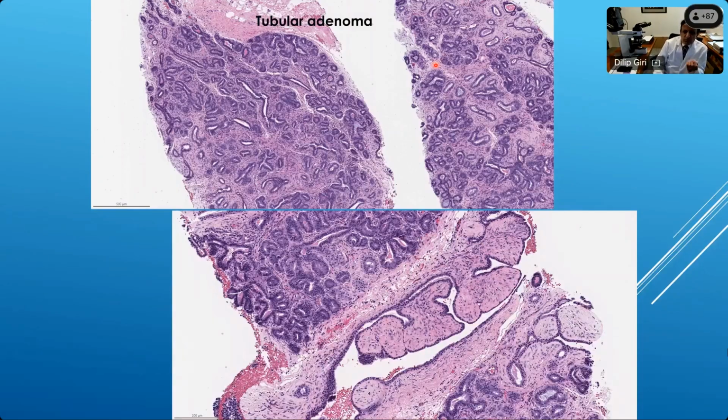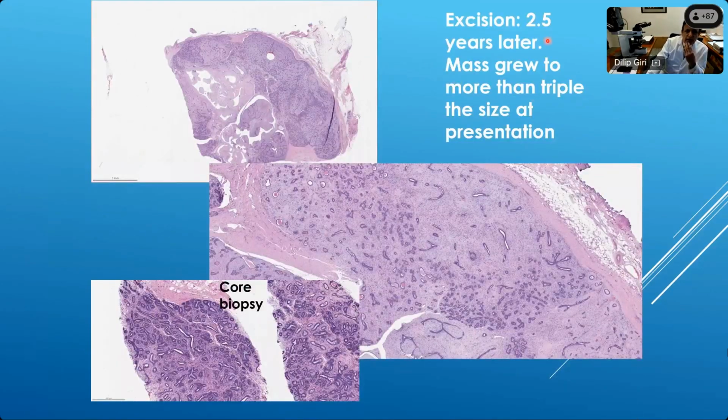Now, unfortunately, in this particular case, 2.5 years later, the mass grew to more than 3 times the size at initial presentation. Although the core biopsy looks something like this, and there were probably some areas similar to that in the now grown lesion, there were areas which look very different. These are stromal expansion or even overgrowth. And then there are areas of Phyllodes tumor, with all these grape-like, finger-like things projecting into these cystic spaces. So this is now an entirely different looking lesion.